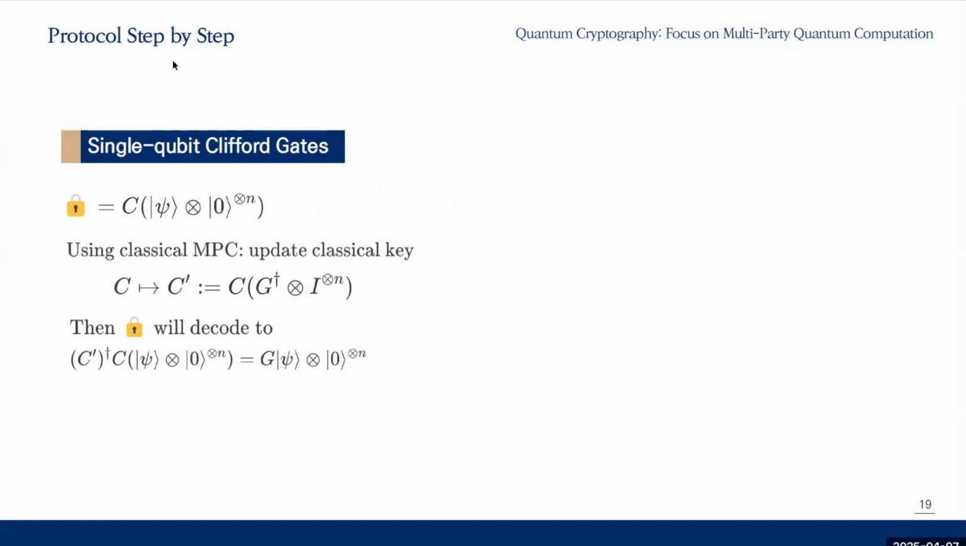Here, the trick is simple. We don't need to touch the quantum data. Instead, we update the classical encryption key. If the current key is C, we update it to C prime. After this update, decoding will yield the correct result G times psi.